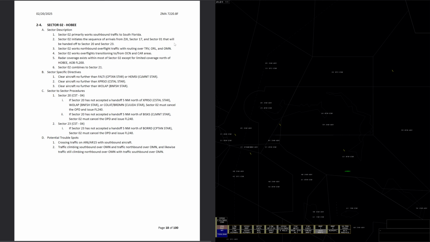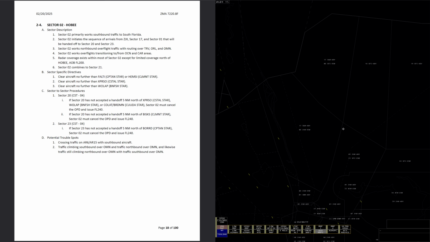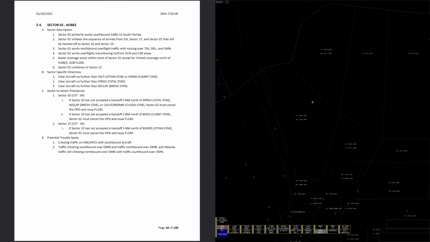Moving on, we'll talk about Sector 02, Hobie. Sector 02 can be observed over here. Sector 2 primarily works southbound traffic to South Florida, such as on the coastal arrivals to Miami, Bonefish arrival to Miami, and Cuda arrival to Fort Lauderdale.